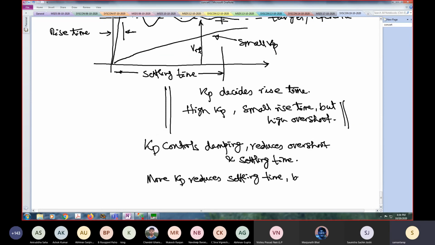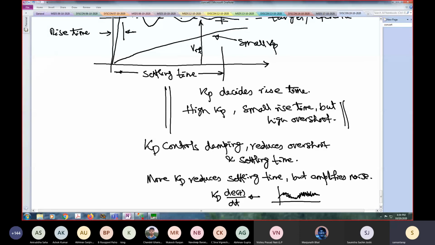But Kd amplifies noise. Why? Kd has a derivative, is it not? So suppose this is the actual e(t) and there is noise. This noise derivative will come, the noise derivative will be very high, and that will be amplified by this Kd. So you cannot choose a very high Kd, though it can reduce settling time.